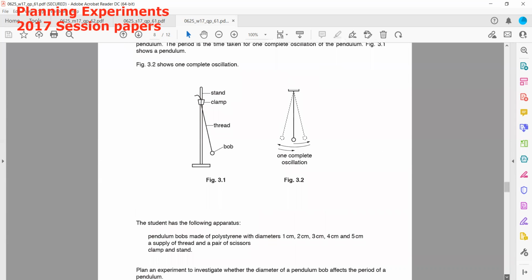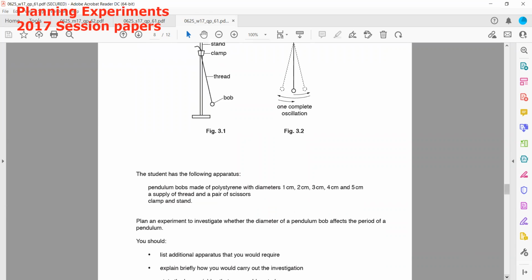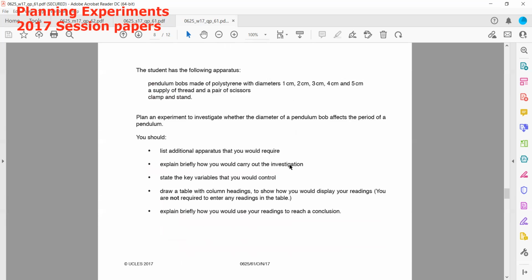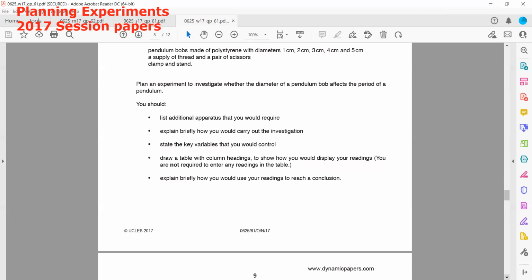So, is there an effect of the diameter on the time period of a pendulum? How do you plan the investigation? You just follow the steps. A student has the following apparatus available: polystyrene bobs of diameter 1, 2, 3, 4, 5, and 6 centimeters. Then plan an experiment to investigate whether the diameter of a pendulum bob affects the period of the pendulum.